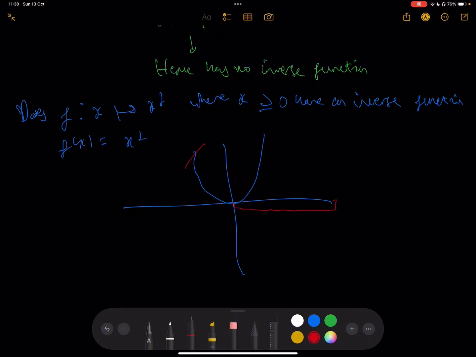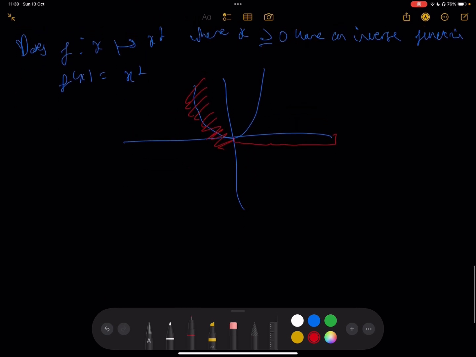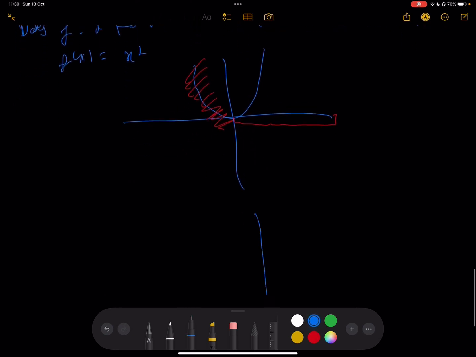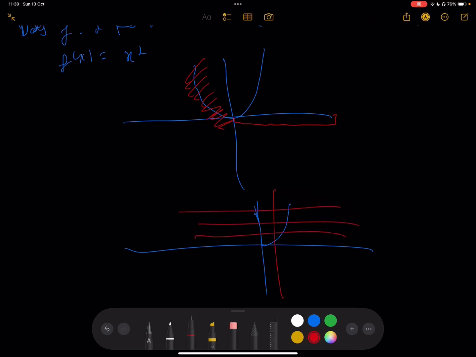So what we can do, we can get rid of this. So this is now invalid, as it does not fit the restriction. So what do we actually have now? We have this, where we can clearly see now that this does pass the horizontal line test. And it already passed the vertical line test, we already know that. So, yeah, now it does have an inverse function.